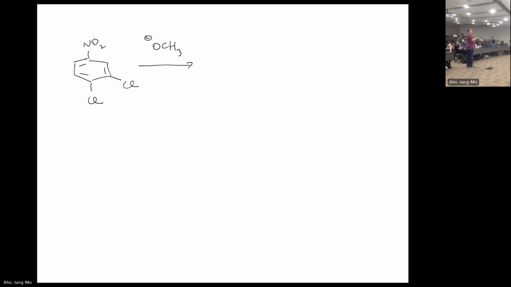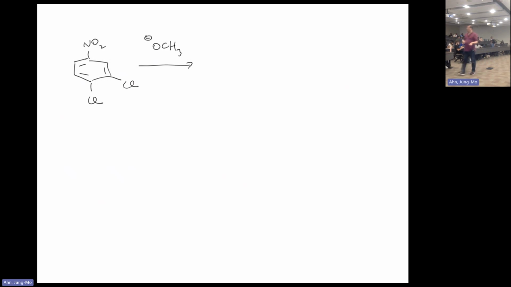Nucleophile. If you have a nucleophile, you cannot make an electrophilic aromatic substitution reaction, right? You probably know that. This must be a nucleophilic aromatic substitution reaction. And the good thing is this benzene electron density can be drawn away by electron withdrawing groups like a nitro and two chlorines there.